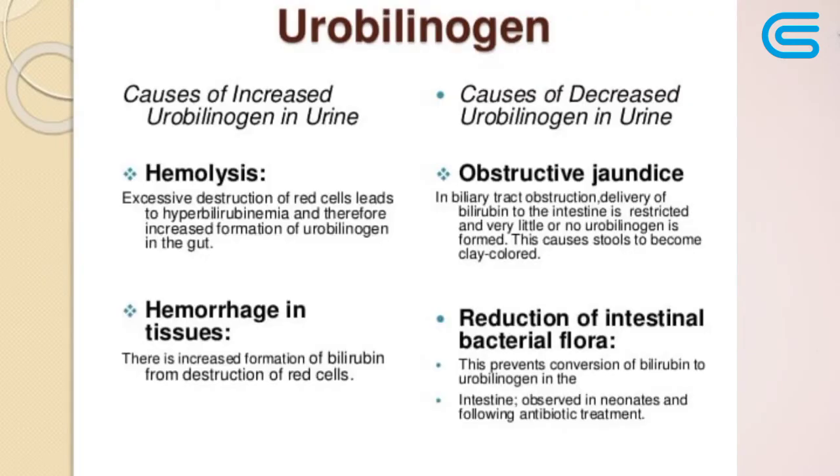So there are some causes of increased bilirubin in the system, such as hemolysis, increased urobilinogen in urine without bilirubin. During hemolysis, there is hemorrhage in tissue, and the causes of reduced urobilinogen in urine include obstructive jaundice and reduction of intestinal bacterial flora. For example, you take antibiotics and it clears your normal intestinal flora, and this is common in neonates following antibiotic treatment.